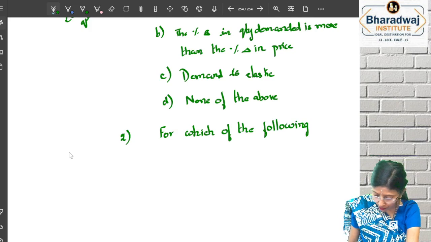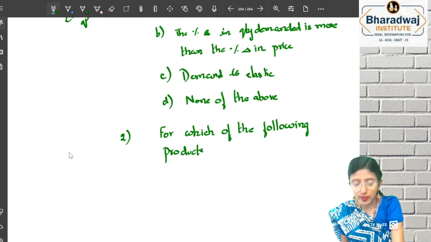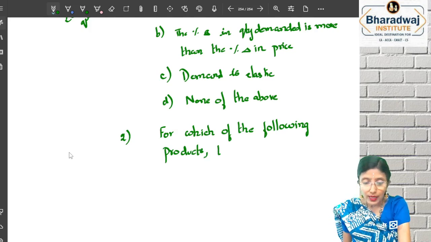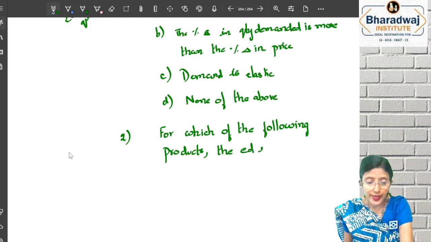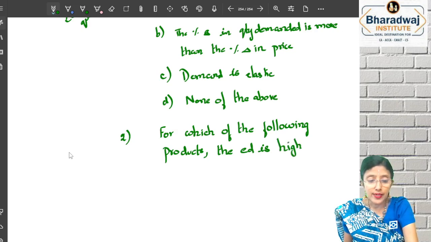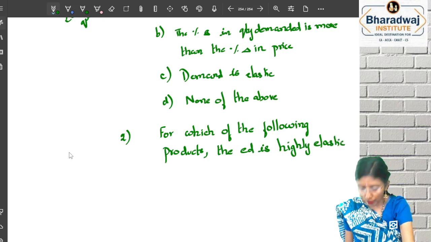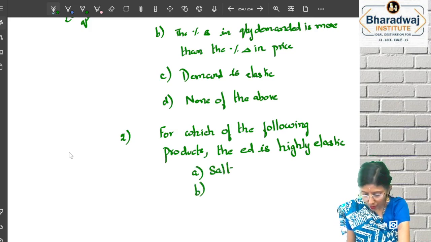For which of the following product or products is the elasticity of demand, ED, highly elastic? So this is an empirical type of question. The product name itself will be given and you have to tick mark the appropriate one.